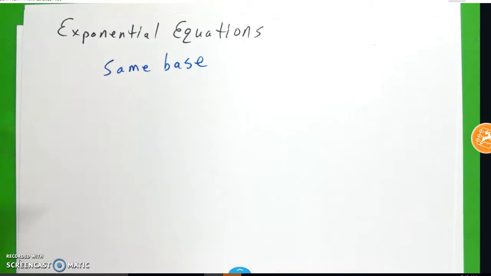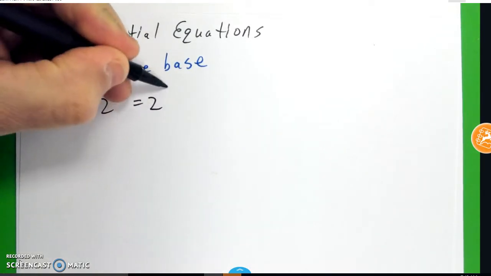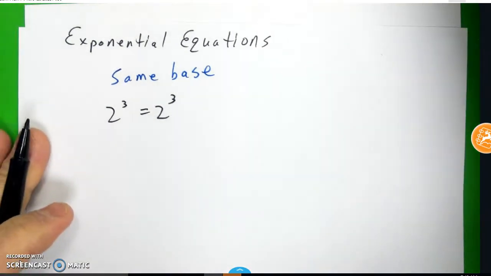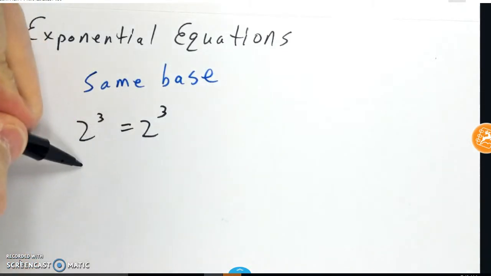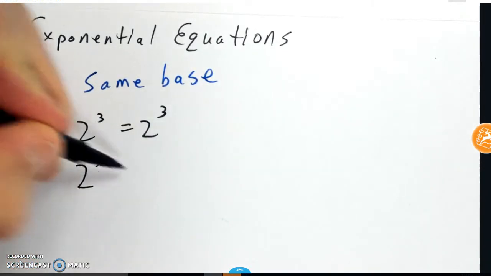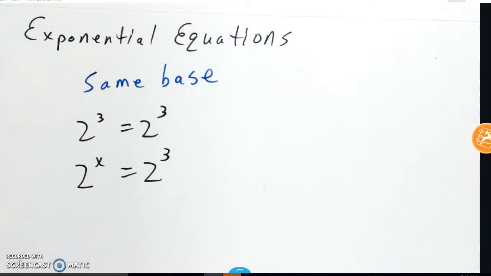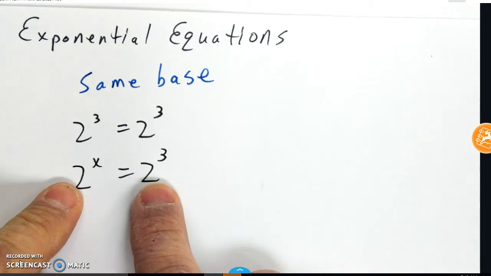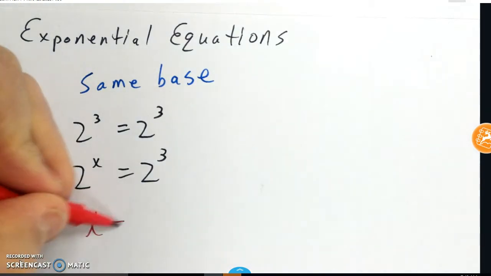A typical problem might look like 2 to the third equals 2 to the third. Hopefully we agree that 2 to the third equals 2 to the third. But let's make this a little more challenging. What if it's 2 to the x equals 2 to the third? Now, what's x equal? Remember we said the other day, if the bases are equal, then the exponents are equal. So in this case, we can say x equals 3.